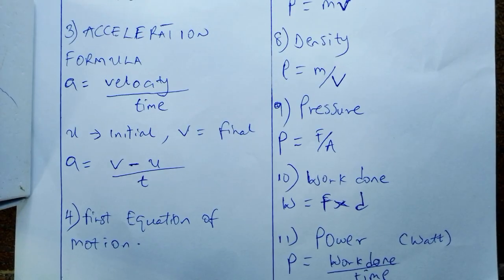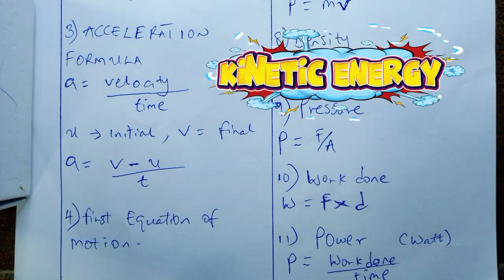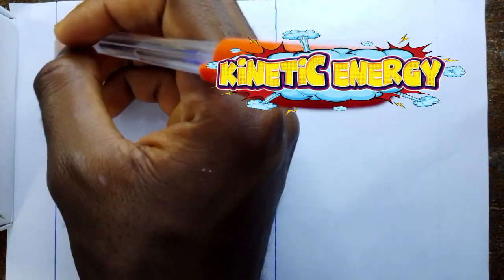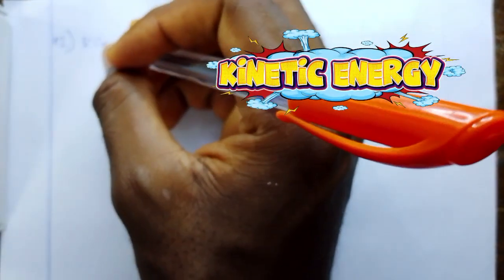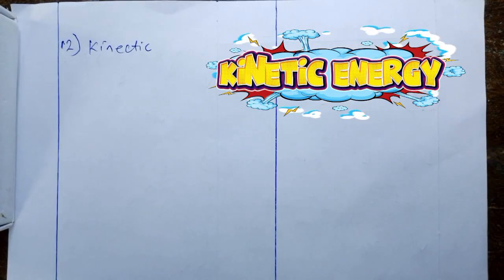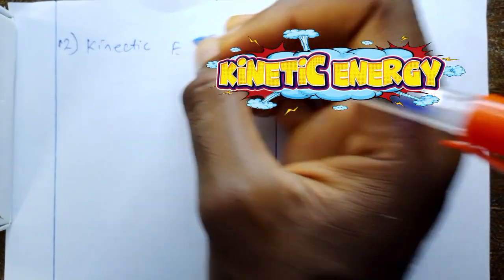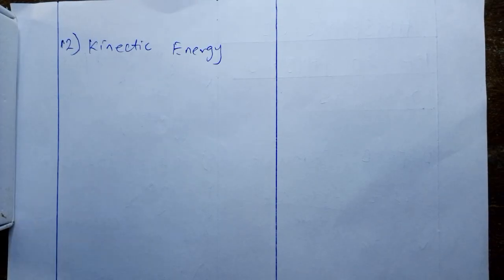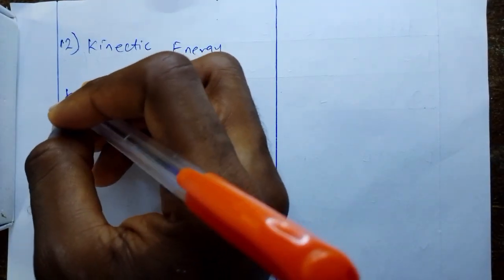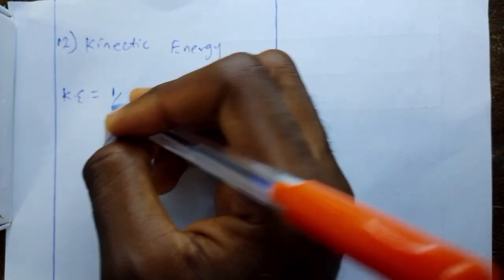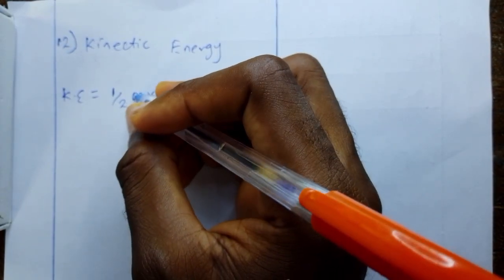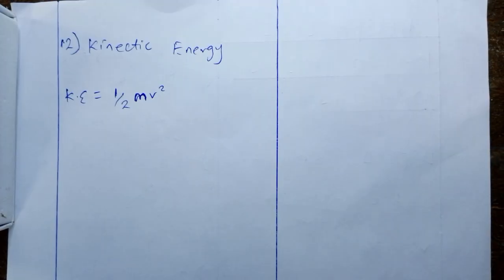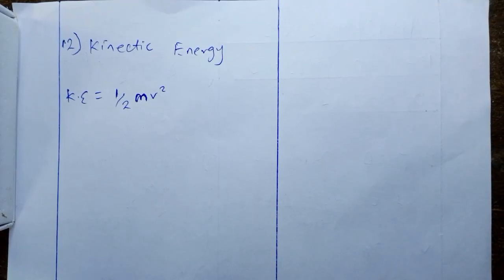Formula 12. Kinetic energy. So formula 12, we have our kinetic energy formula. The formula for kinetic energy, KE, equals half mv square. As I said earlier, capital V stands for volume and small v stands for velocity.